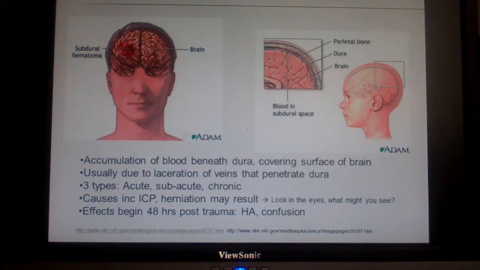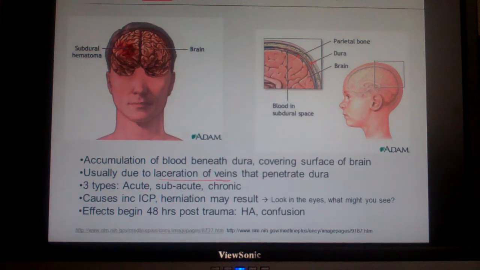All right, subdural hematoma. We were talking about epidural on the last slide. Now we're going subdural. Again, what's really different? Nothing much. Instead of it being above the dura, now it's below the dura. So not really much difference there, other than what side of it it's on.